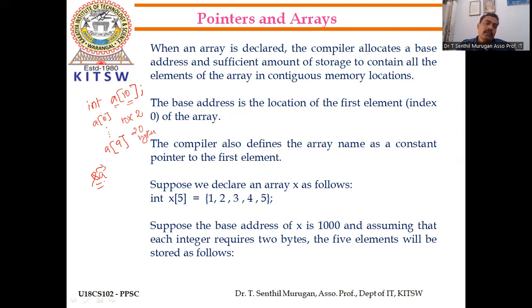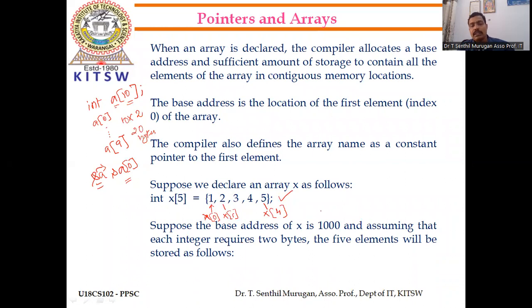Whenever we use the ampersand symbol for the array, it points to the first location, that is, the address of A of 0. For example, here we declared x of 5 and initialized it with the values 1, 2, 3, 4, 5. These 5 values are stored, and the first value is stored in x of 0, the second value in x of 1, up to x of n minus 1. Here n is 5, so n minus 1 is 4. It is stored like this.